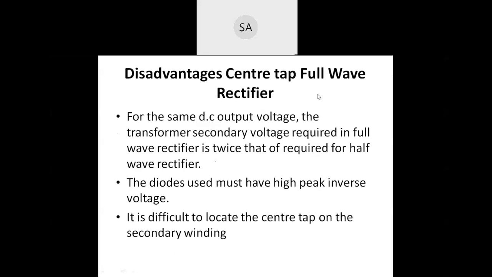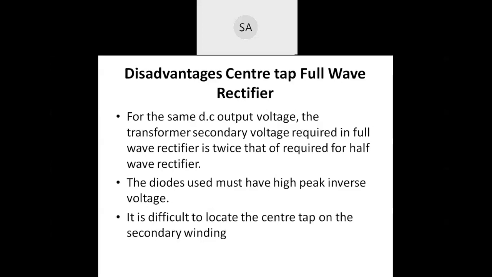Disadvantages of center tapped full wave rectifier. For the same DC output voltage, the transformer secondary voltage required in a full wave rectifier is twice that required for a half wave rectifier. To get the same DC output that we get in the half wave rectifier, the transformer secondary voltage required in the full wave rectifier is twice that required for the half wave rectifier.